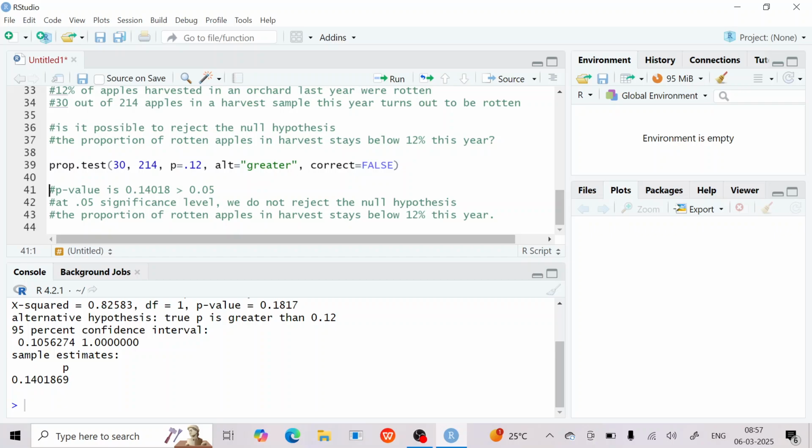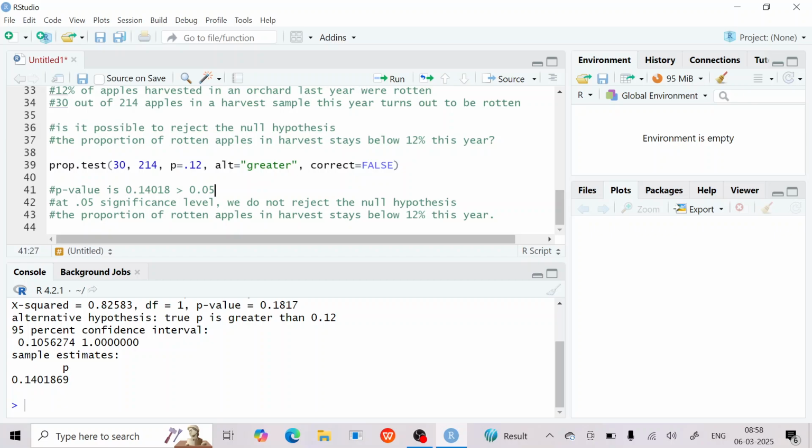So the p-value here is 0.1401. This value is greater than 0.05, that is, greater than the 5% level of significance. So we cannot reject the null hypothesis. Since the p-value is greater than the 5% level of significance, we accept the null hypothesis. We do not reject the null hypothesis. So the null hypothesis is that the number of rotten apples is below 12% this year, and we accept the hypothesis that the rotten apples are below 12% this year.